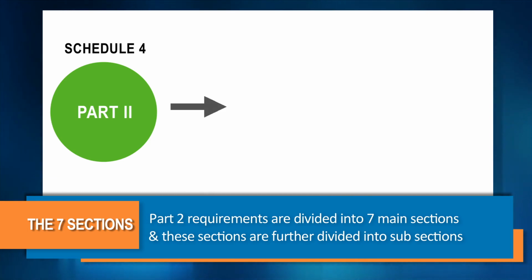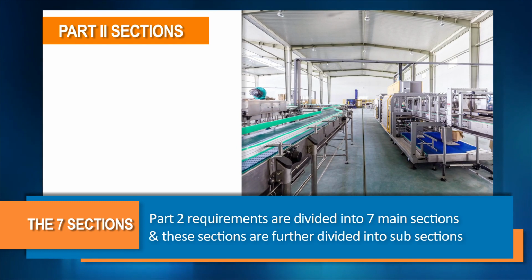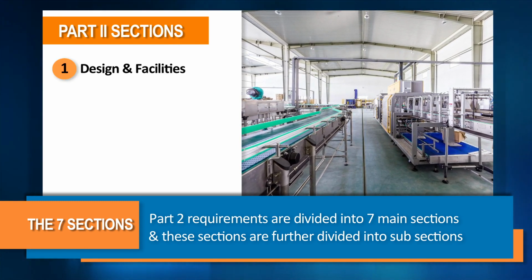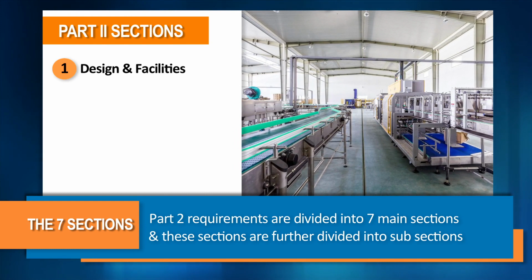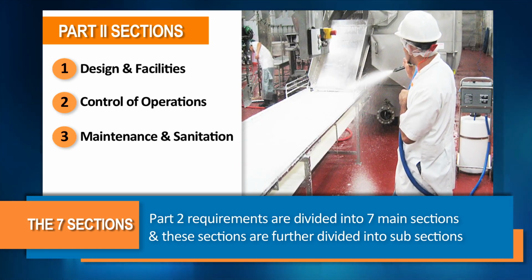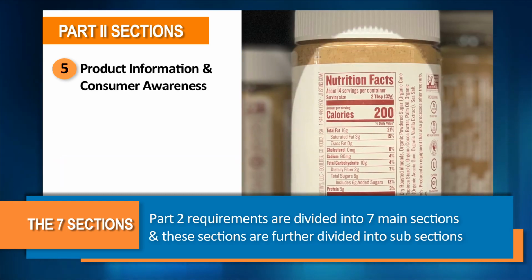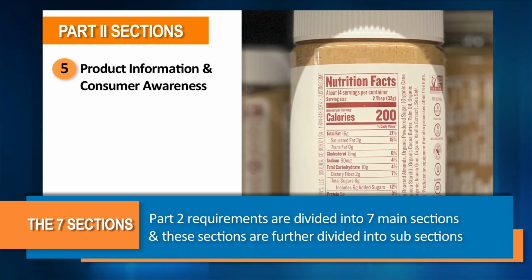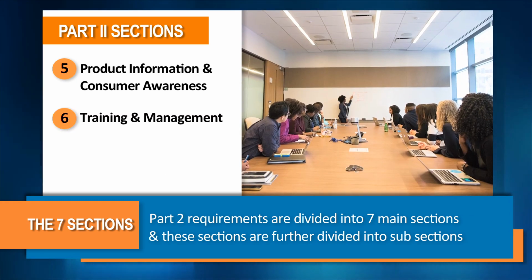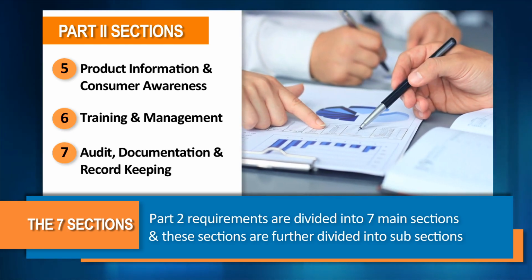Part 2 requirements are divided into 7 main sections, and these sections are further divided into subsections. The main sections of Part 2 are Design and Facilities, Control of Operations, Maintenance and Sanitation, Personal Hygiene, Product Information and Consumer Awareness, Training and Management, Audit, Documentation and Record Keeping.